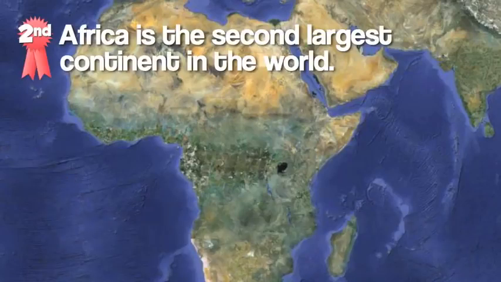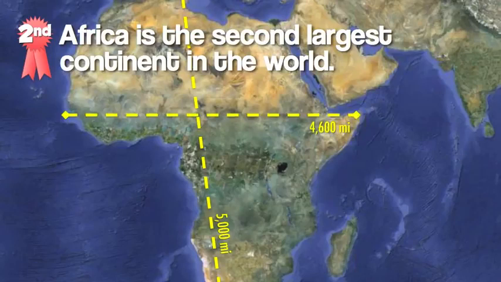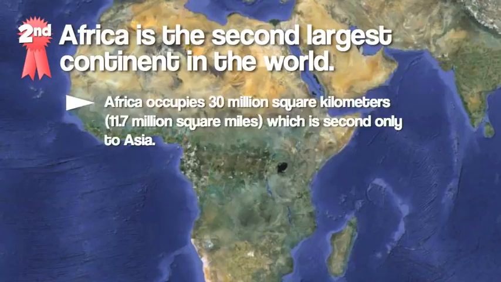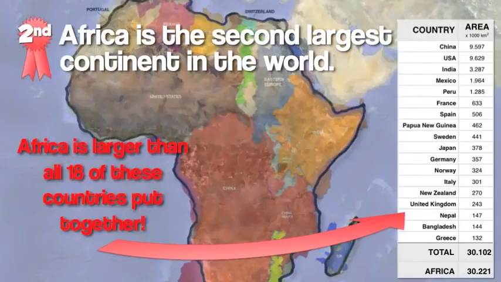Well, for starters, Africa is the second largest continent in the world. It runs 5,000 miles from the Mediterranean Sea all the way down to the Cape of Good Hope in South Africa, and 4,600 miles from Cape Verde all the way over to Somalia. That gives Africa a grand total of 30 million square kilometers, which is 3 times the size of the United States, or is larger than all 18 of these major countries put together.